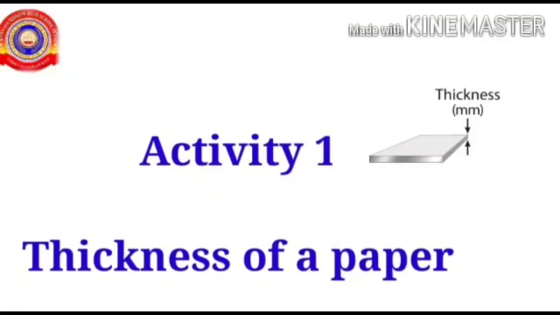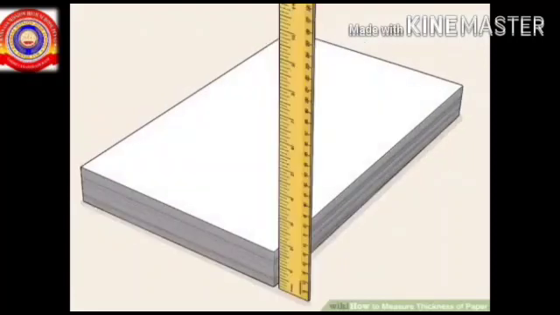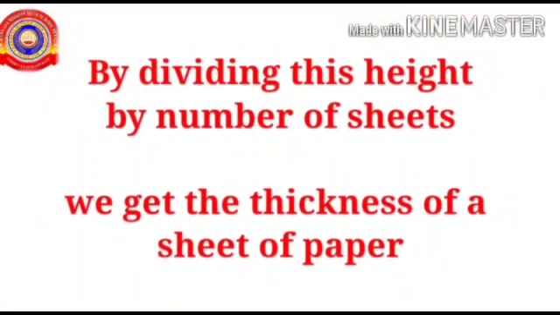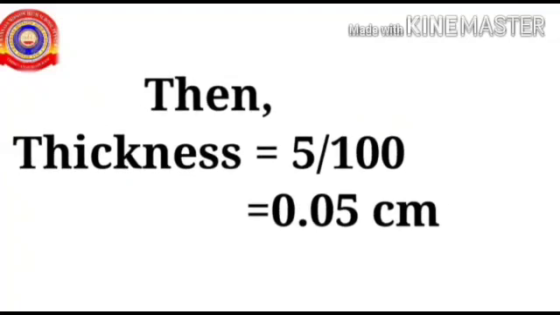How to find the thickness of a paper? We cannot find the thickness of paper using a meter scale because its thickness is less than 1 millimeter. So, take 100 sheets of paper and pile it up to make a bundle. Measure the height of this bundle using a meter scale. By dividing this height by number of sheets, we get the thickness of a sheet of paper. For example, if the height measured for 100 papers is 5 cm, then thickness equal to 5 divided by 100.